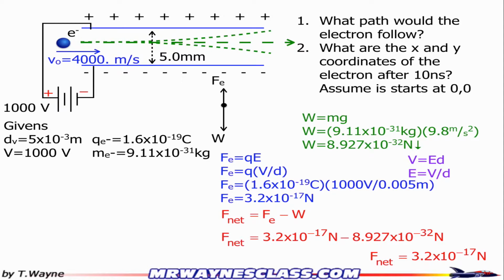So when I find the difference in these two, the forces going up minus the forces going down, that's going to give me 3.2 times 10 to the negative 17 newtons. Not much of a difference, really, because it's a really big difference in force. It's the same thing as the electric force because the weight is so small.